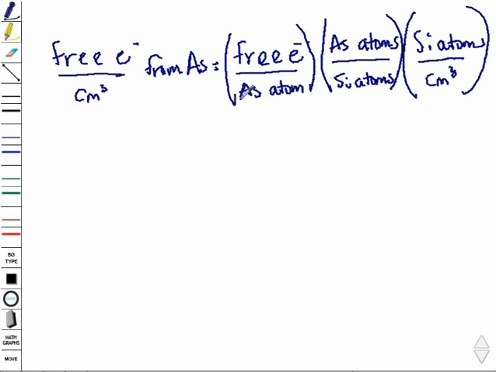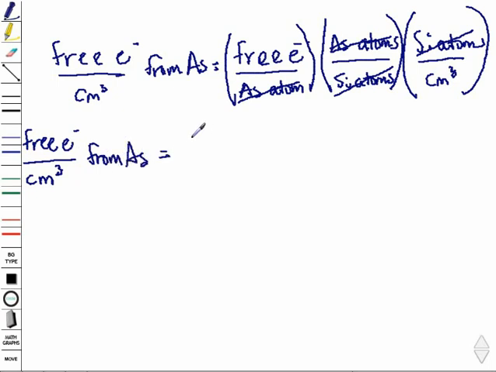And we're going to cancel out units. So we see on the bottom here, we have arsenic atoms, and on the top we have arsenic atoms. So those cancel out. We have silicon atoms on the bottom and silicon atoms on the top, so we're left with free electrons per centimeter cubed, which is what we're looking for from arsenic. So we're going to plug in our values that were given to us in our knowns. So we have 1 free electron per 1 arsenic atom.